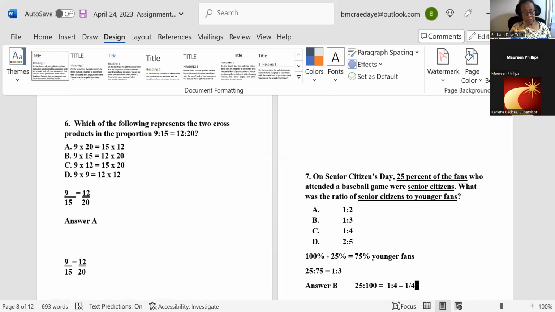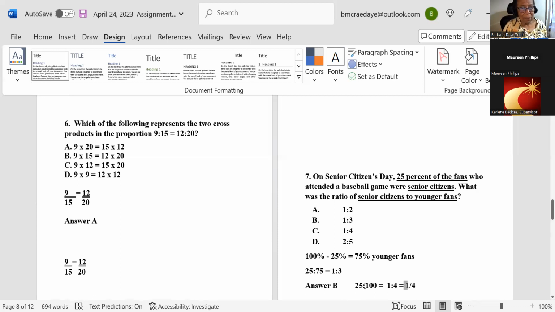So if I said the total, then you would take the 100% as the total and the 25% as the seniors. And so the younger fans would just be 4/4 minus 1/4 or 3/4, right? 3 to 4. Okay, very good.